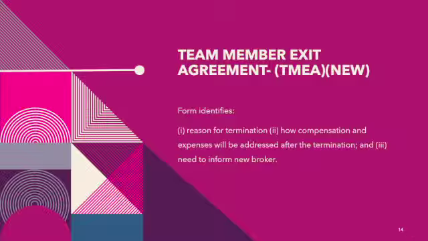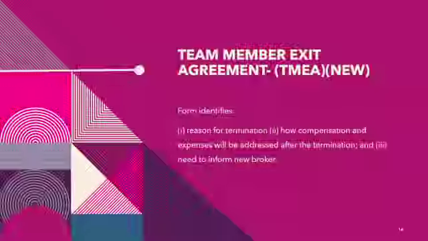The team member exit agreement. It's kind of like team, but spelled weird, right? So the form identifies three items: reason for termination, how compensation and expenses will be addressed after the termination, and the need to inform the new broker.